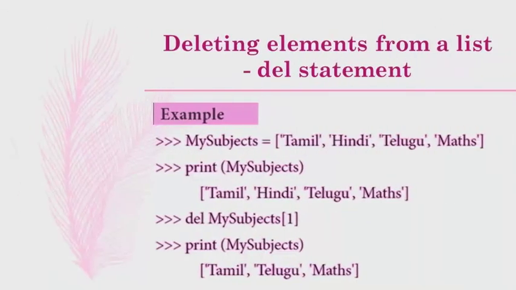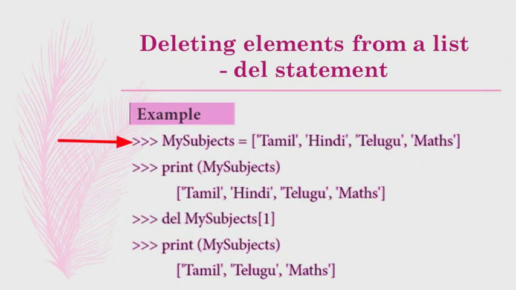See this example. My subjects is a list: Tamil, Hindi, Telugu, Maths elements are stored in the list. Print my subjects, and these subjects will be printed on the output screen. Now you want to delete the element stored at index value 1. This is index value 0, this is 1. So Hindi is stored at index value 1. So when you print my subjects, the element Hindi will not be printed on the output screen. See here, only Tamil, Telugu, Maths are printed on the output screen.